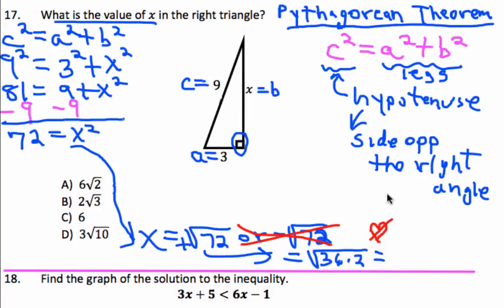So we have the square root of 36 times the square root of 2, which equals 6 times the square root of 2. So the correct choice is A.